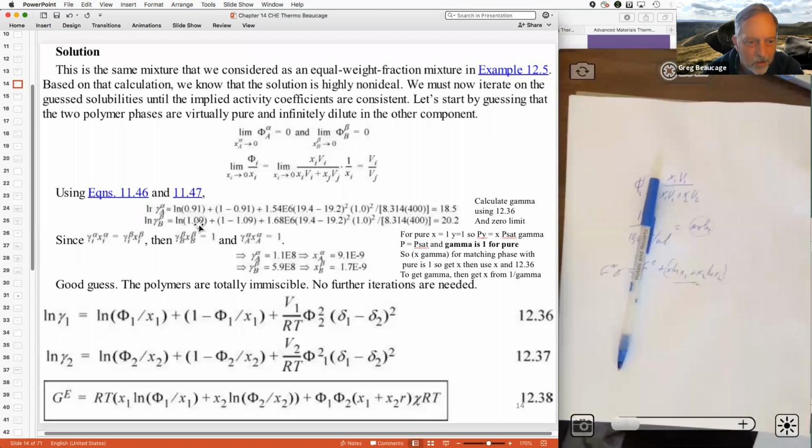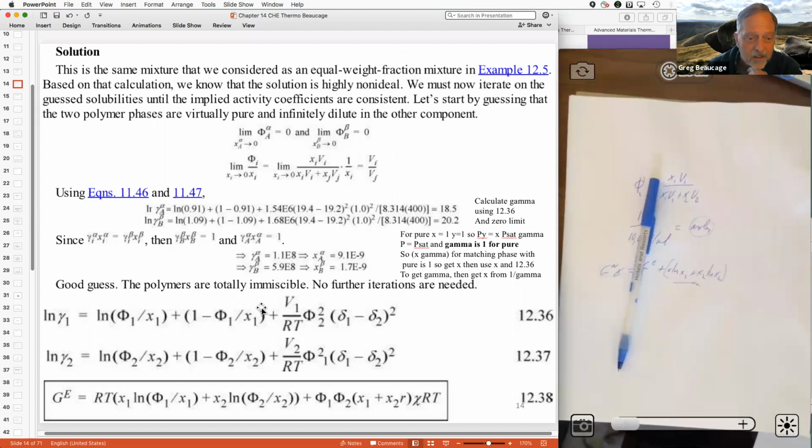So 0.91 or 1 over that, 1.09. And then the rest of this equation is the volume over RT times the volume squared. So if you're looking at gamma 1, it's 2 squared. And if you're looking at gamma 2, it's 1 squared. So that's like the Hildebrand, that's like the Margules equation for A12, kind of. Right. So A12 is replaced by the difference. This is where likes solubilize likes, and if they're different, this is a big number, so that makes a positive contribution to the free energy.